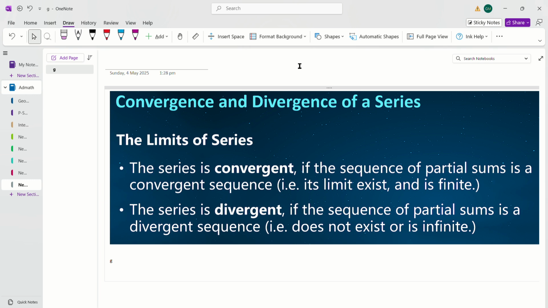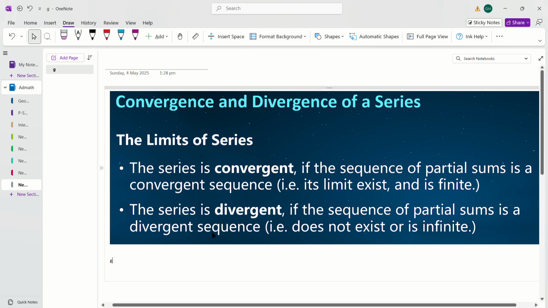Okay? So, the series is convergent if the sequence of partial sums is a convergent sequence. In other words, there's a limit. However, the series is divergent if the sequence of partial sums is a divergent sequence, or in other words, the limit does not exist or it is infinite. Okay? So, to give you an example, okay?